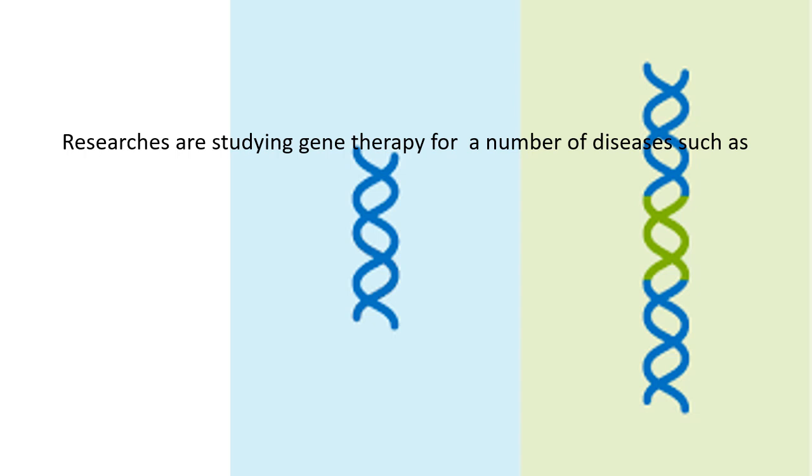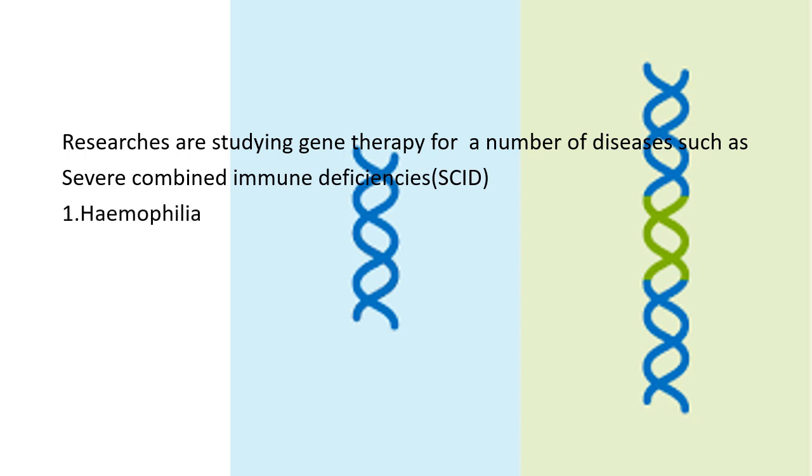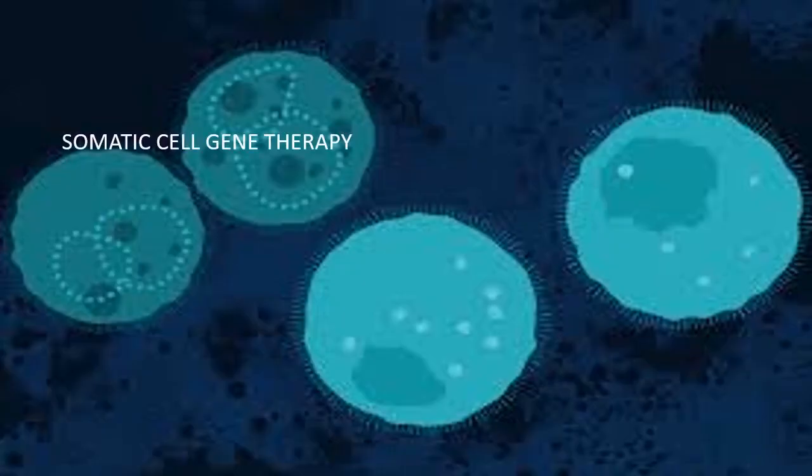There are various researches that are used to study gene therapy for a number of diseases such as SCID, severe combined immune deficiencies, hemophilia, Parkinson's disease, cancer, and HIV. There are two types of gene therapy. One is somatic cell gene therapy and the other is germline cell gene therapy.